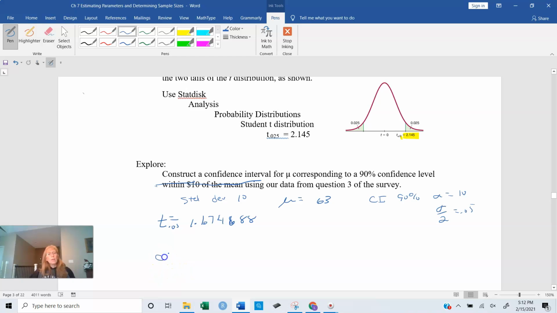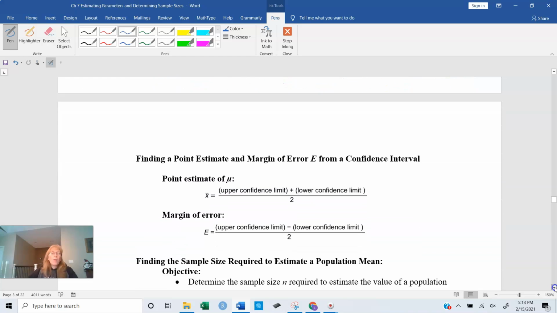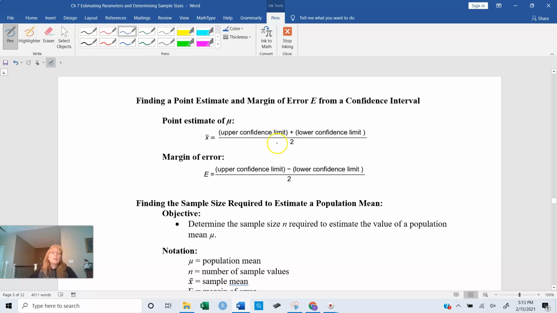So our confidence interval, we had 60.6768 is less than our mean, which is less than 65.3232, I don't remember for sure what this was, something like that. It could be a little off. And we've now constructed our confidence interval and found our error, our t-value. Nothing too major, right?